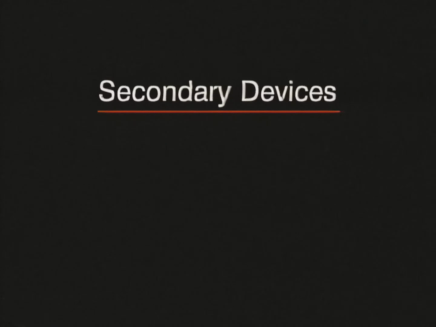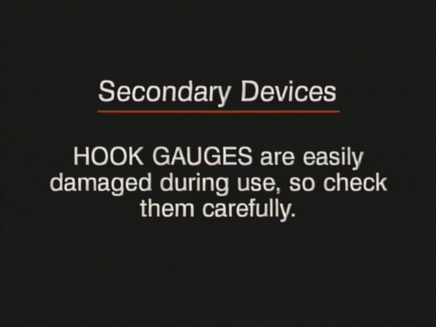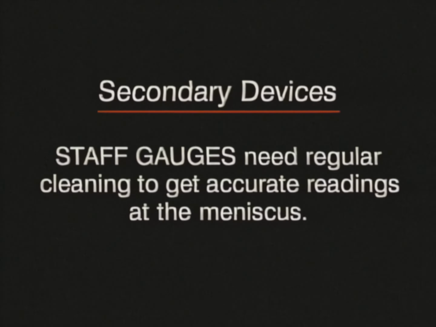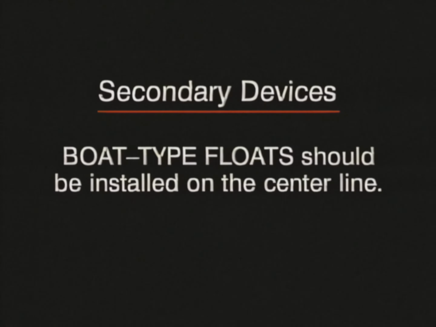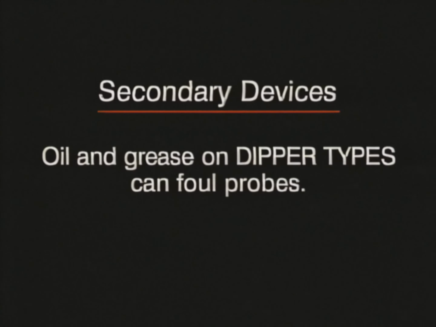Here are a few tips about some of the more common secondary devices. Hook gauges are easily damaged during use, so check them carefully. Staff gauges need regular cleaning to get accurate readings at the meniscus. Float types require frequent cleaning to prevent sticking and buoyancy changes. Check for corroded hinges. Boat-type floats should be installed on the center line.